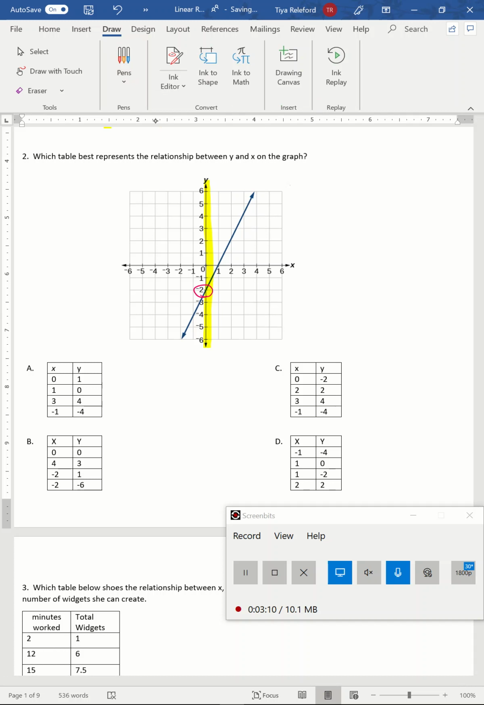So let's do A has 0 and 1. So we're going to go over 0 and up 1. Is it there? Nope. So it's not A. B has 4 and 3. So if we start at 0, we go over 4 and up 3. Is that on the line? Nope. So it's not B.